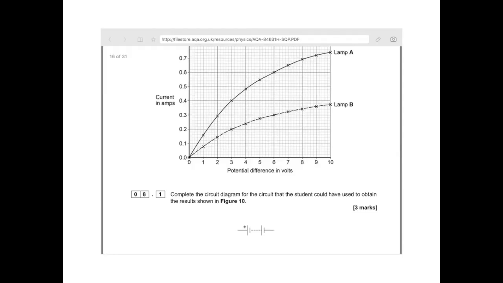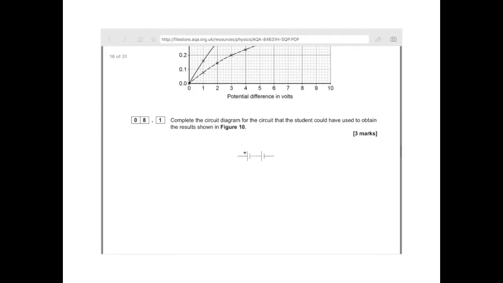We need a way of measuring the current, so we're going to include an ammeter. Remember, an ammeter must always be added in series. We need a voltmeter because it says on the x-axis potential difference in volts, so that needs to go in, and remember, because it's a voltmeter, it has to go in parallel. I'll actually show you what that looks like.